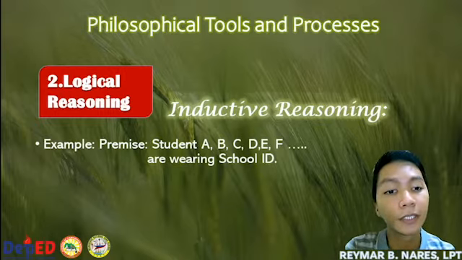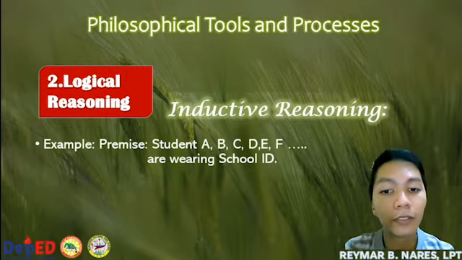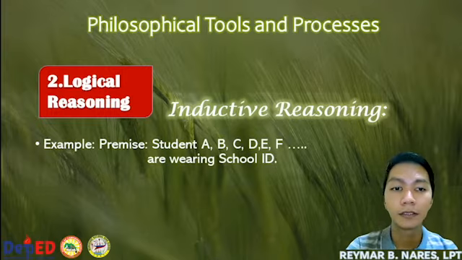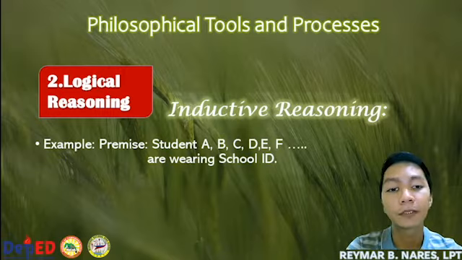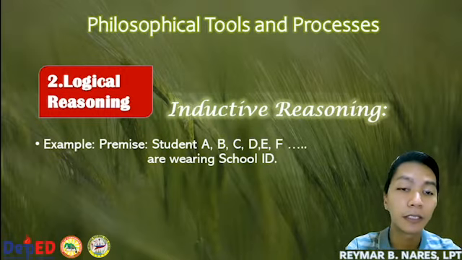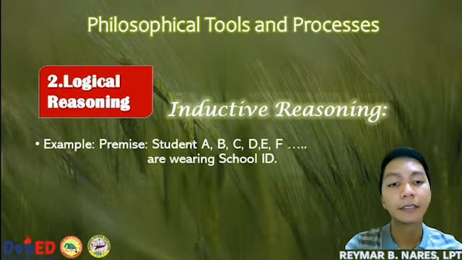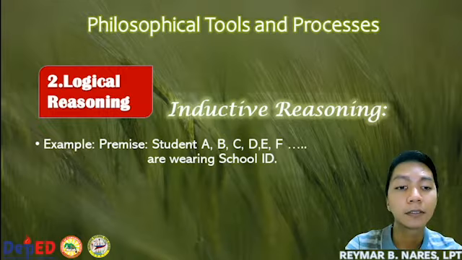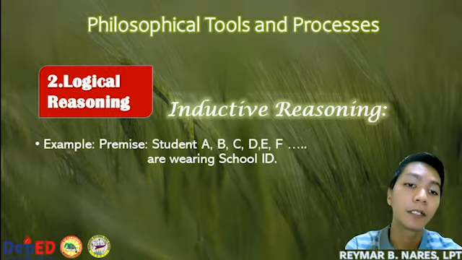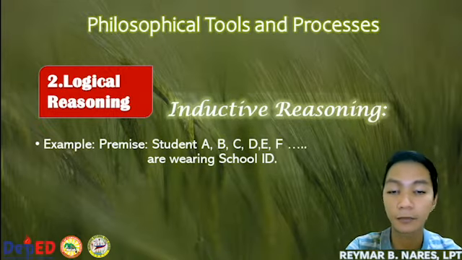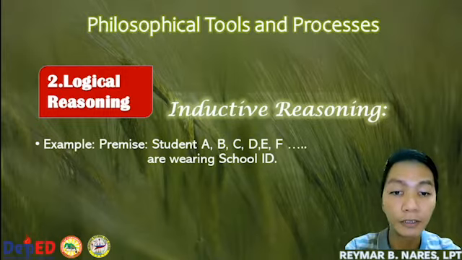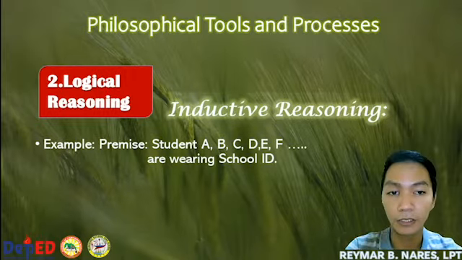Okay? Student A, B, C, D, E, F are wearing school IDs. Alright? So, dito pa lang sa premise na to, nakita nyo na, so very specific yung nauna nating binanggit. Si student A, B, C, D, E, F. O pwede natin sabihin si student Ana, si Ben, so on and so forth. Okay? Unlike dun sa kanina, nagsimula siya sa all human beings. Diba? Sa deductive. So, baliktad naman siya.